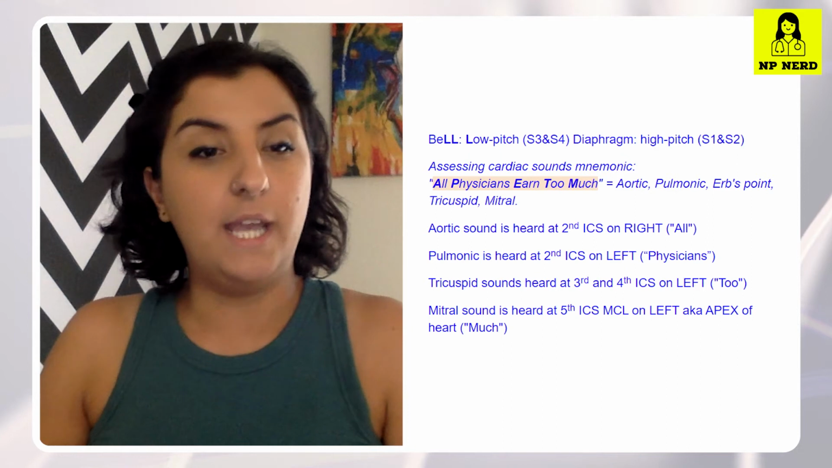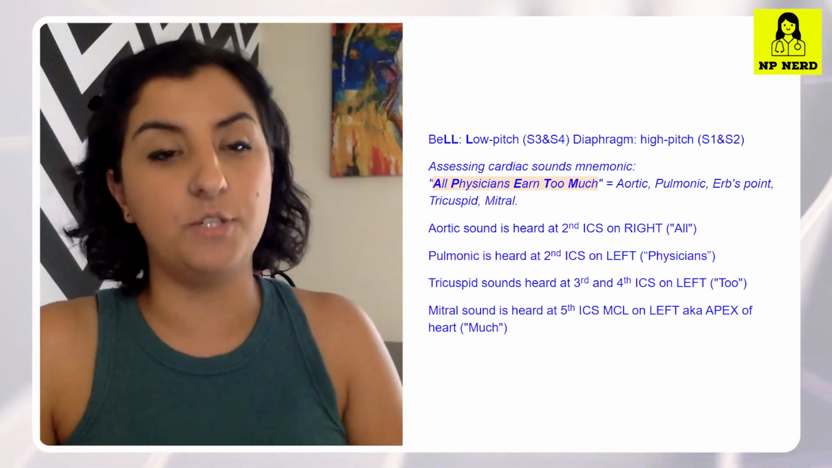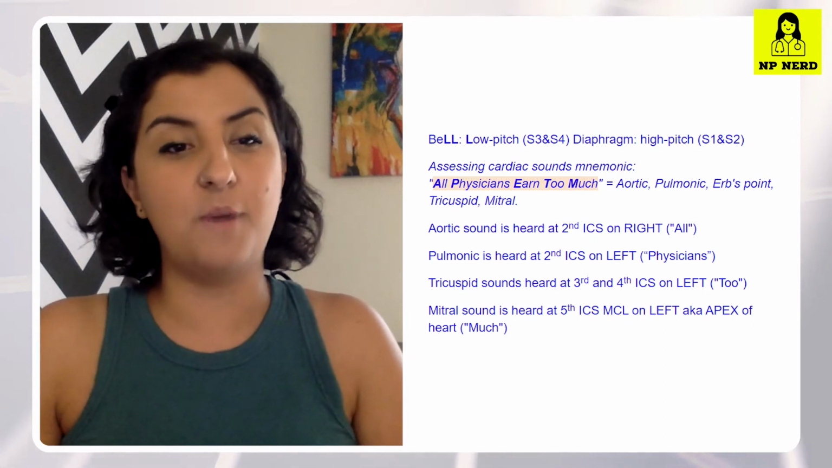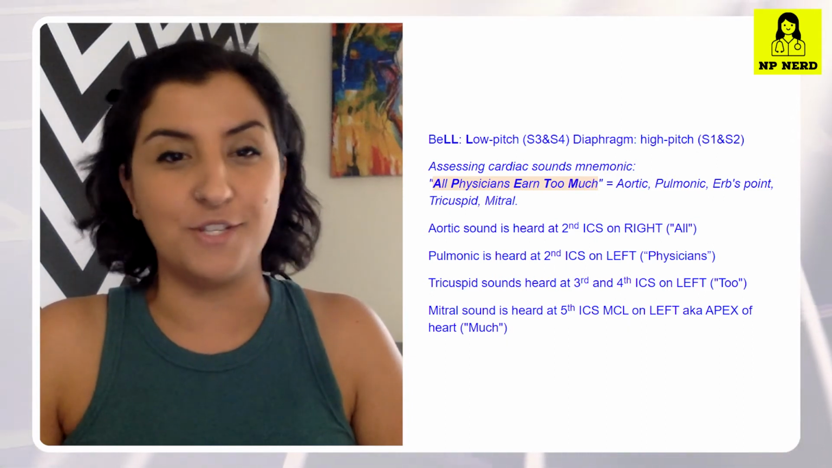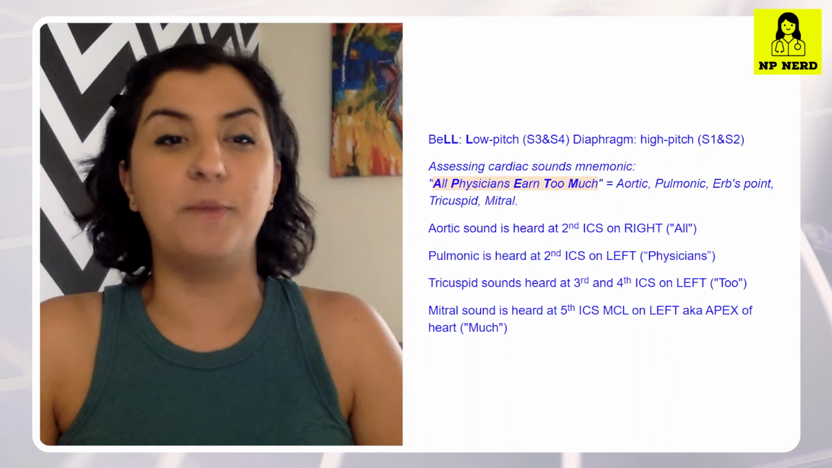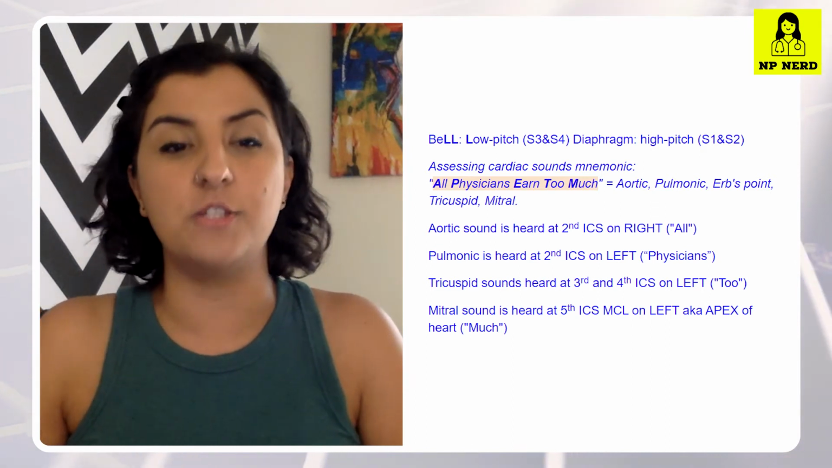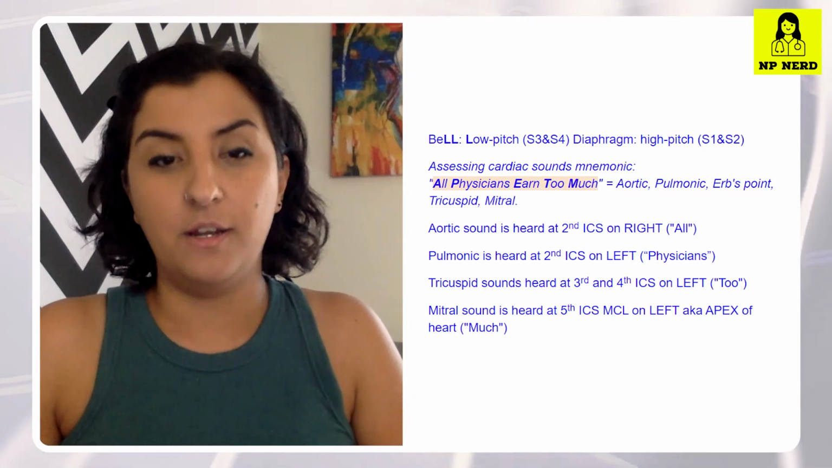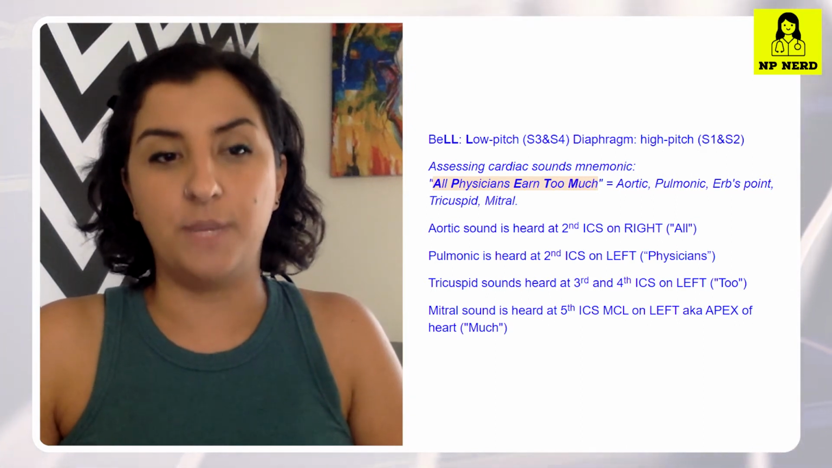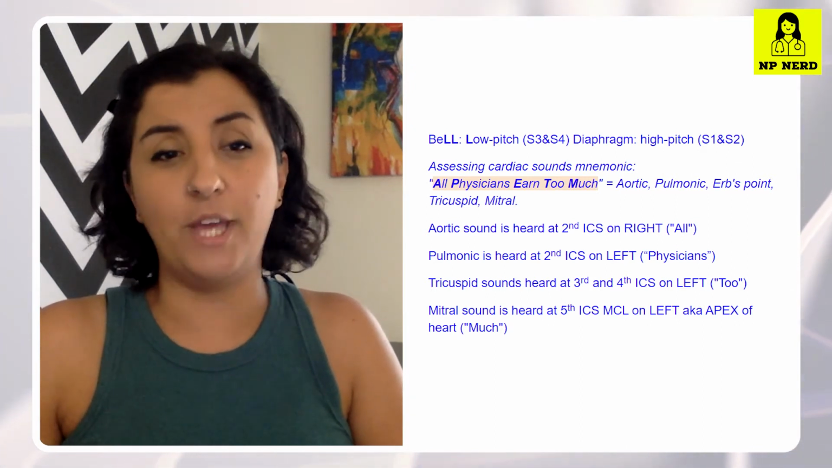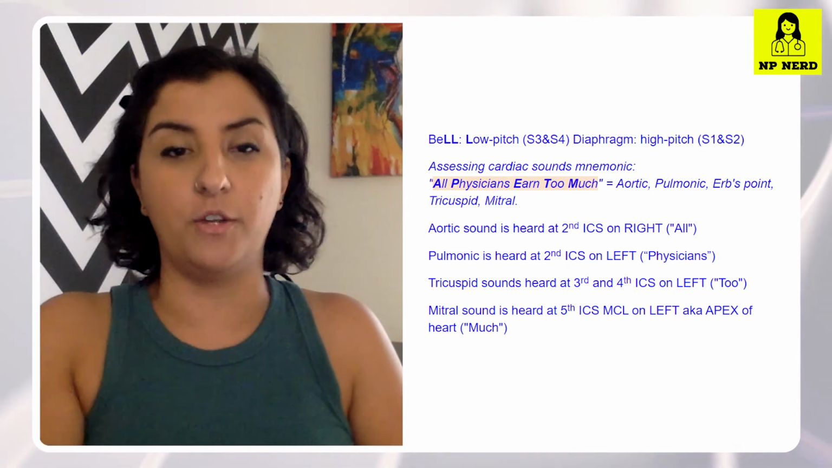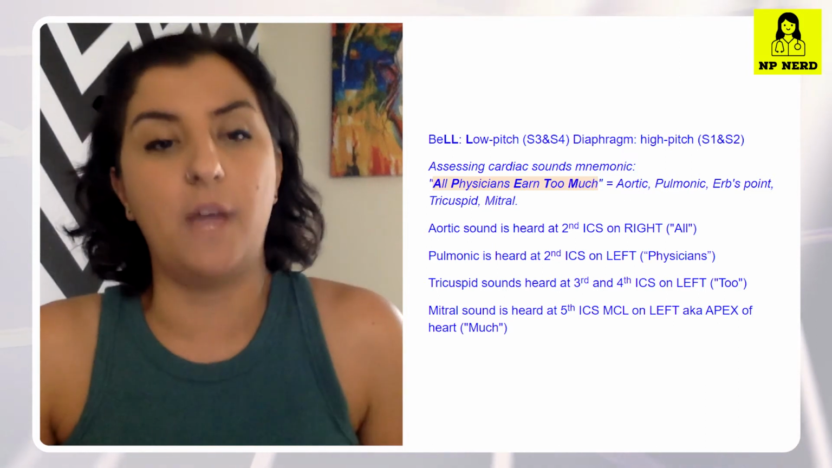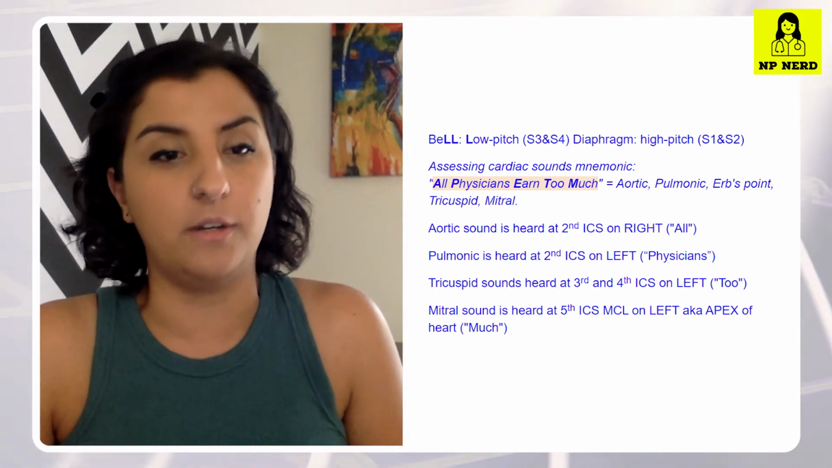Simple. Now, assessing cardiac sound mnemonic, which is one of my favorite mnemonics. I didn't make this mnemonic either. My teacher taught us that in nursing school, and I'm sure a lot of you might have heard of it too. It's All Physicians Earn Too Much. So aortic, pulmonic, Erb's point, tricuspid, and mitral. Okay, you got to remember where your stuff are. You got to remember that from nursing school. I'm not going to go into details of that, but this is a little refresher here.